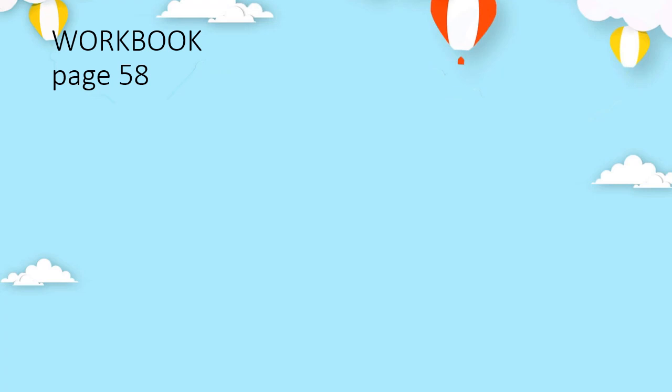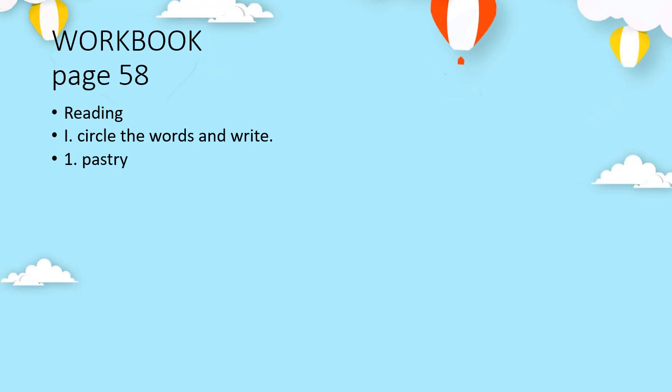Now, we have the workbook, please. Open the workbook, page 58. In the first part, we move on to reading. Number 1, circle the words and write. Now, look at the pictures and then write down the correct words, please. Number 1 is pastry. It's a pastry.